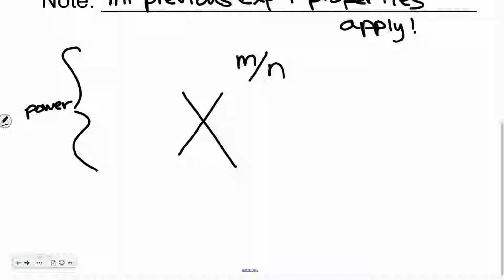So if you look down at the different properties that we're going to be looking at, they're all in relation to powers. Product of powers, quotient of powers, power of a power. So when we're talking about powers, we're talking about things that look like this, x to the m over n. Every power has a base. That could be a variable base or a number base. In this case, it's x. And every power also has an exponent.